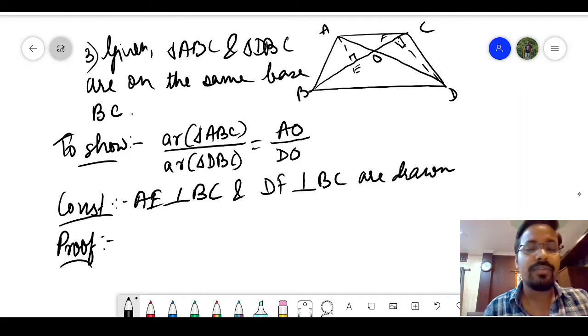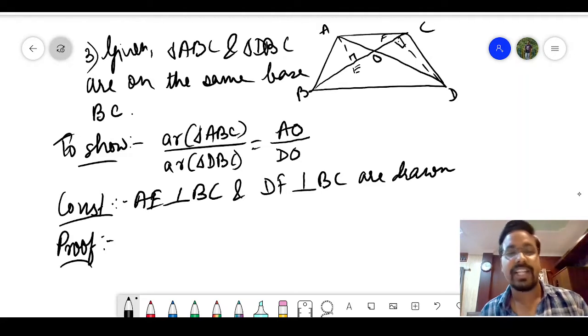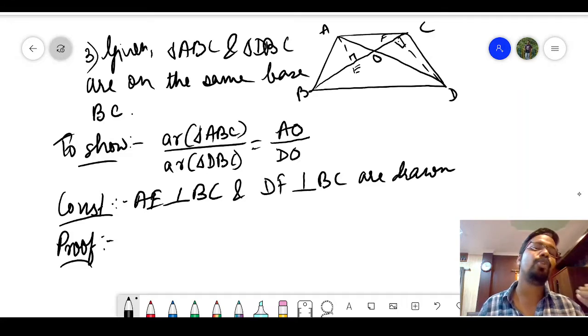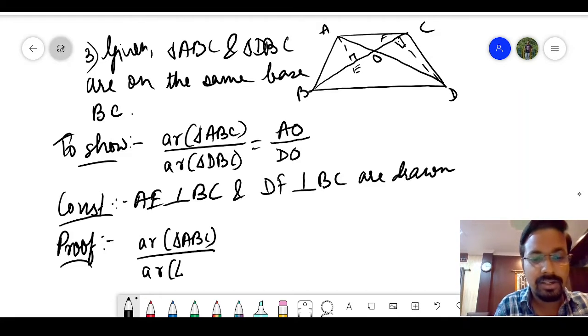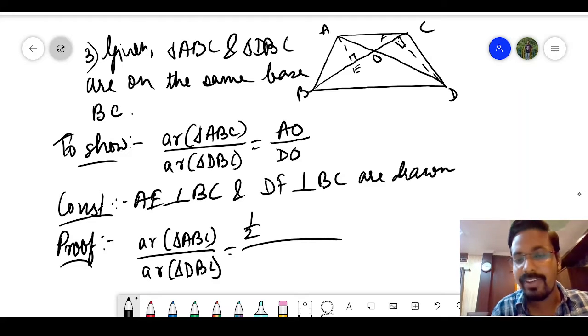Okay, so as we have drawn two perpendiculars, we are going to use it first hand. So area of a triangle, we know the formula is half into base into height. So what we can do here, we can write area of triangle ABC by area of triangle DBC will be equal to, for area of ABC we have half into base into height, for this DBC also we will have half into base into height.